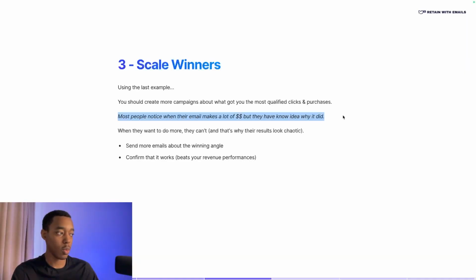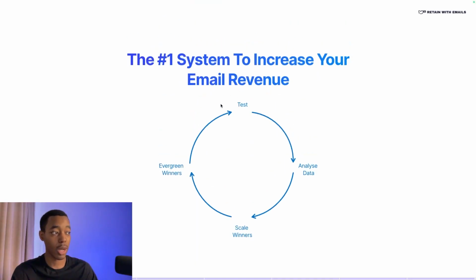Most people notice when an email does great, but they don't dig deep to understand precisely what variable contributed to that high revenue. And the closer you can get to understanding that, the more consistently you're going to be able to create and scale wins, and the faster you're going to be able to go through that loop, right? You're going to be able to create more relevant tests, analyze the data better because you're paying attention to the numbers, scale winners, and we're going to get into the next step later.